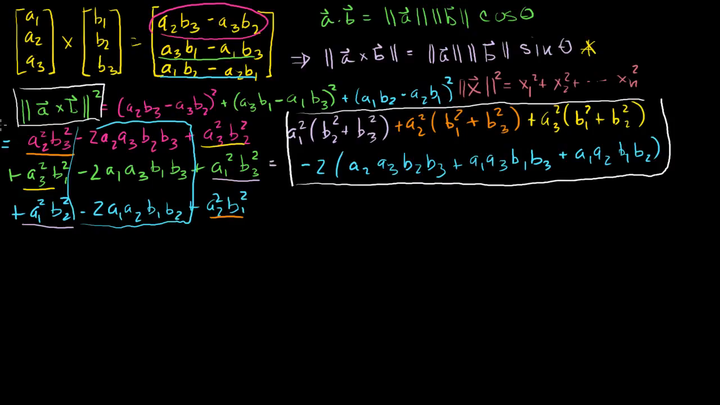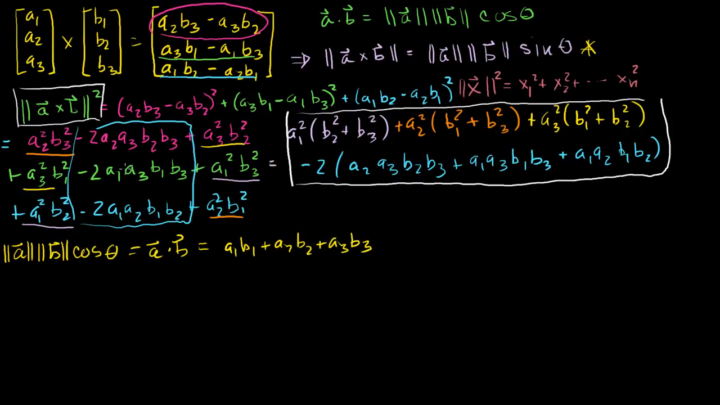And now let's do another equally hairy and cumbersome computation. Let's take this result up here. We know that the magnitude or the length of a times the length of b times the cosine of the angle between them is equal to a dot b, which is the same thing as, if we actually do the dot product, a1 times b1 plus a2 times b2 plus a3 times b3.